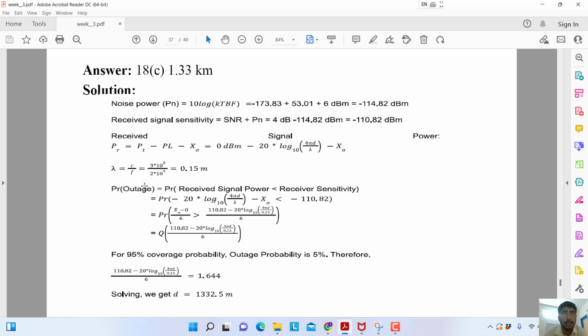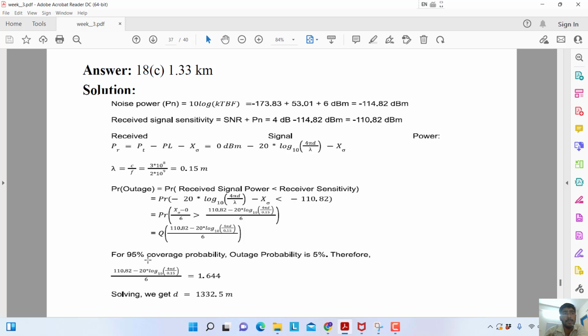The condition of outage: if our received signal power is less than the receiver sensitivity, we are in outage. For coverage, our received signal power should be greater than the receiver sensitivity. So we'll just put all these values. Received signal power is there, and receiver sensitivity is minus 110. By using that calculation, we are getting Q.